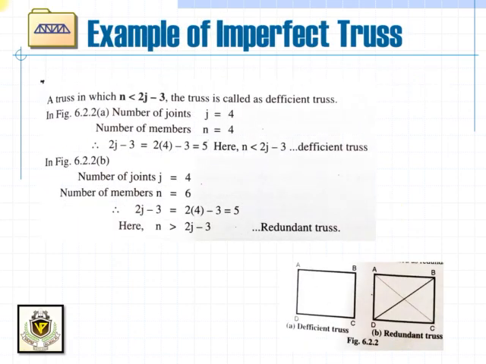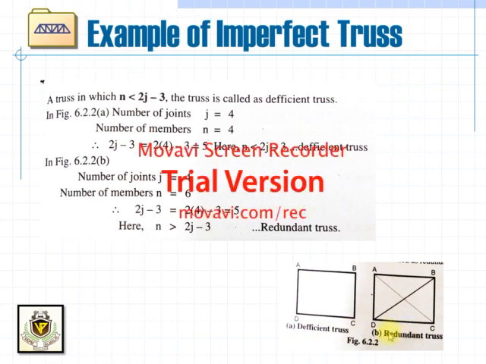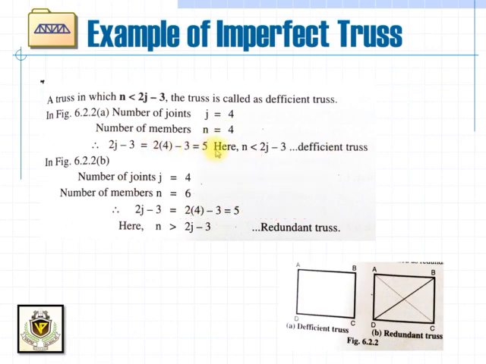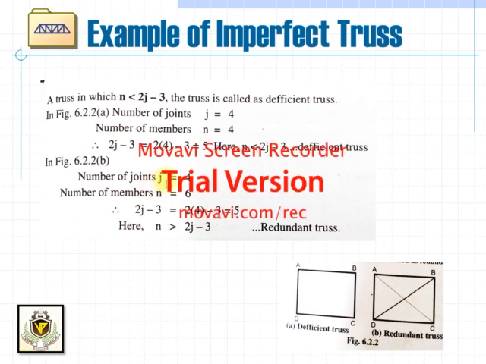Now, move to the example. The first figure is a deficient truss and the second figure is a redundant truss. In the first figure, the number of joints is 4, A, B, C and D, and the number of members is also 4. Hence n is less than 2j minus 3. Therefore it is called a deficient truss. In the second figure, the number of joints is 4, which are A, B, C and D, and the number of members n is equal to 6.